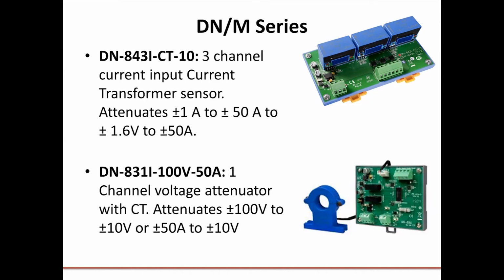The bottom module, the DN831i 100 volt 50 amp, is a one-channel voltage attenuator and one-channel current transformer. So the sensing module that provides both. The maximum voltage input range is from plus or minus 100 volts, which can be attenuated down to plus or minus 10 volts. And the maximum current input range is from plus or minus 50 amps, which can again be attenuated to plus or minus 10 volts. It provides 3000 volt DC intramodule isolation and 3000 volt channel to channel isolation to avoid noise interference. Again, this can be used with our analog input modules such as the I7017 or the M7017.